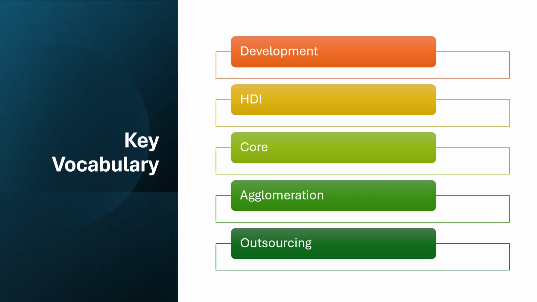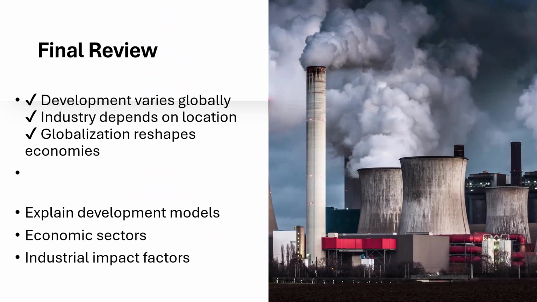Make sure you know your key vocabulary in this unit, of course. Know the definition of development, Human Development Index, what core is as opposed to periphery or semi-periphery, understanding agglomeration and outsourcing. Silicon Valley is a good example of agglomeration. All of those tech companies out in California are near each other. They're sharing university grads. Outsourcing of products is used to make profit margins higher for companies because they're keeping costs low by using cheaper labor in less developed countries.